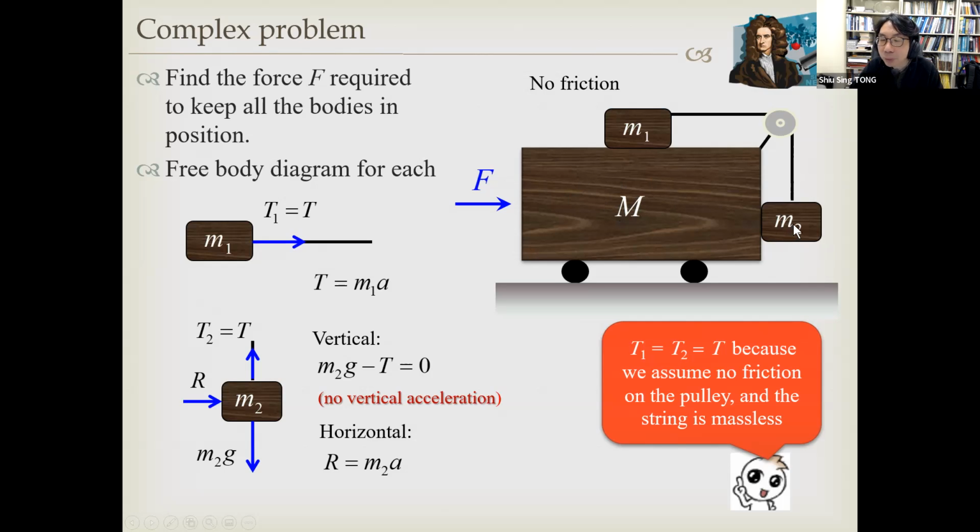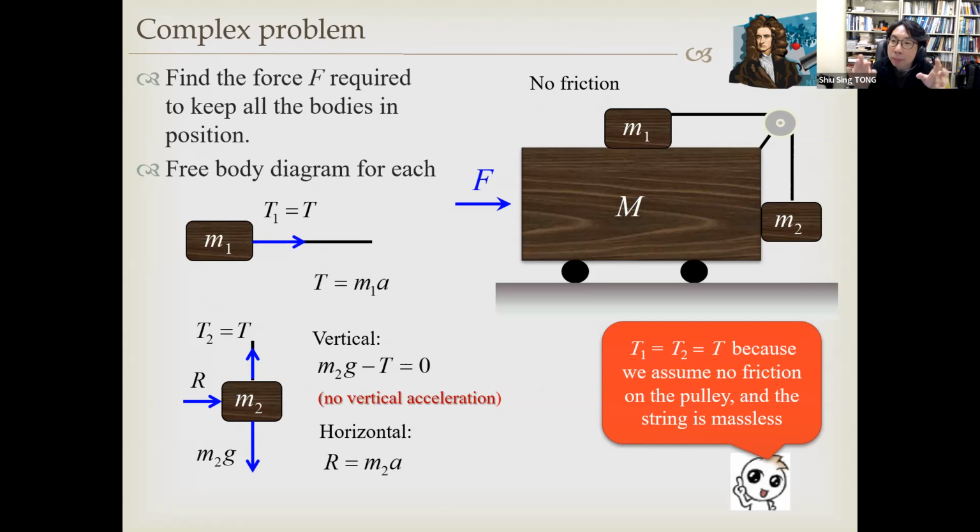I don't want M2 to fall down. I don't want M1 to be pulled forward or left behind by the trolley. I just want them to move together with the trolley at the same acceleration. I don't want any relative sliding motion between any of these bodies. So I want to find the force F that can allow the bodies to move together forward with a common acceleration. That is our goal. Okay.